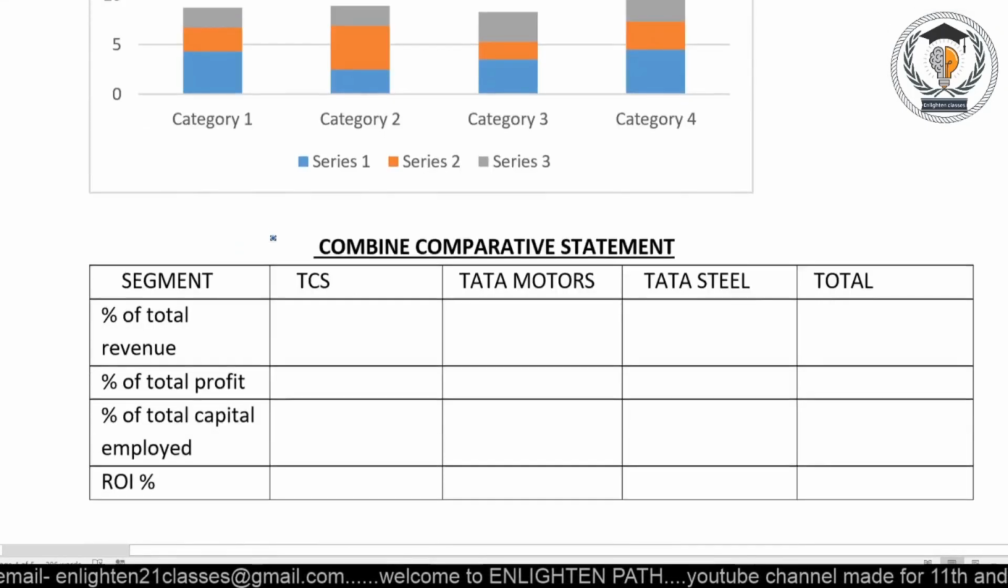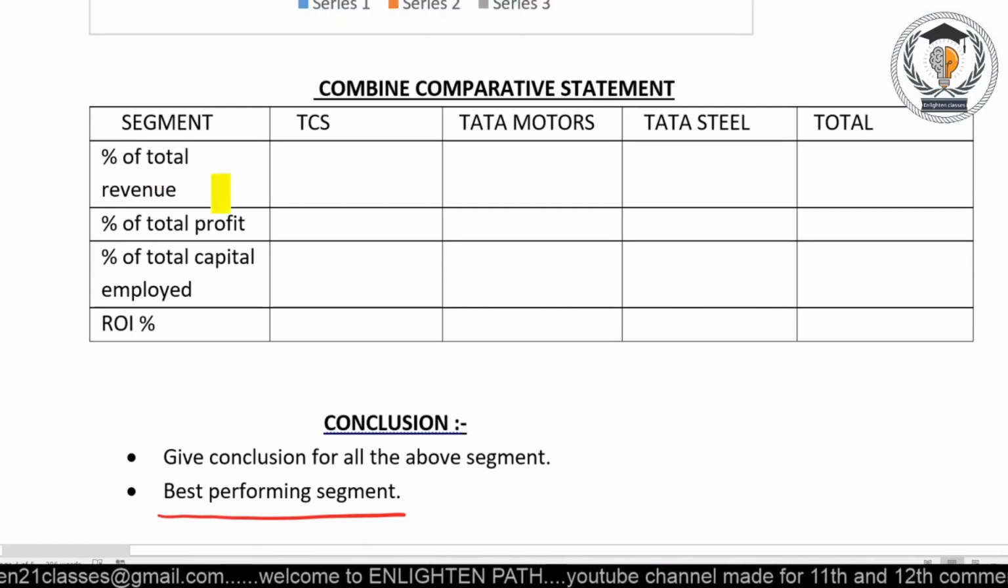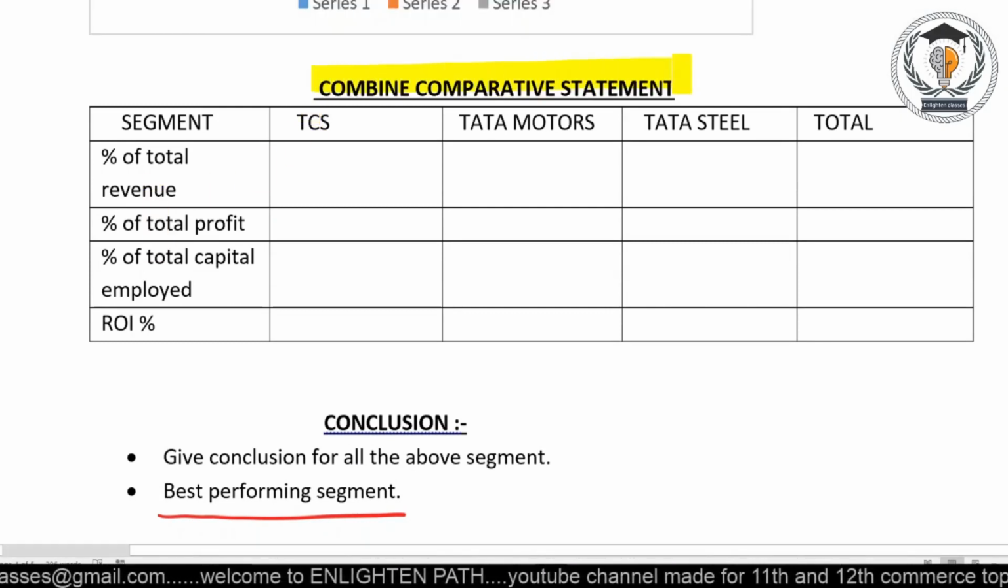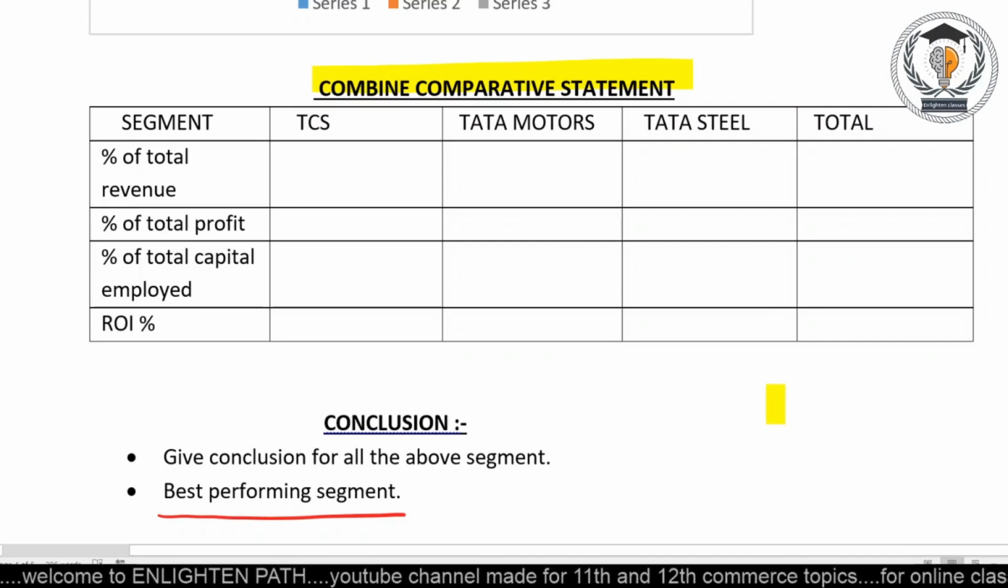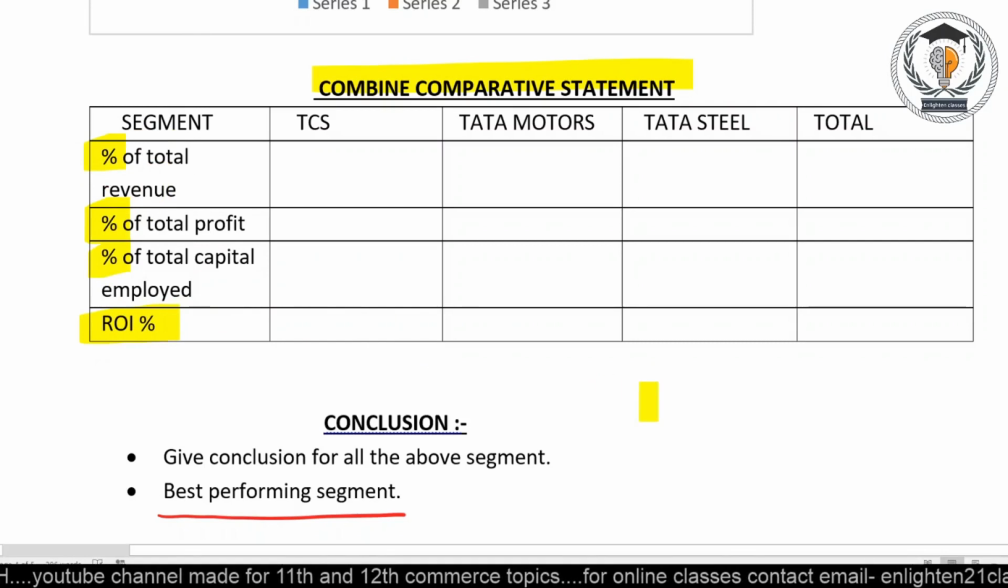And the last topic for this project is the combined comparative statement. So here what we have to do is sum up all the information that we have found out in the above project. So percentage of total revenue, we have already found it, percentage of total profit, percentage of total capital employed, and return on investment percent. So we have to sum up all the information that we have collected.